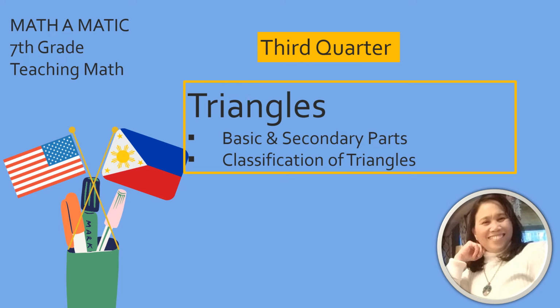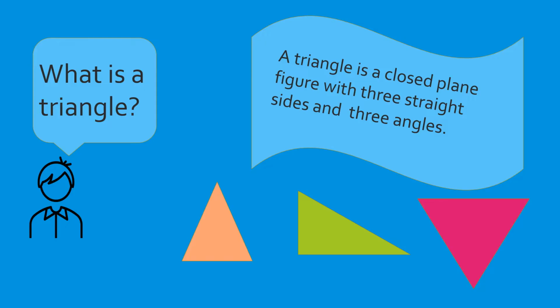In this video, you're going to learn about triangles, the basic and secondary parts, and the classification of triangles. So what is a triangle? A triangle is a closed, plane figure with 3 straight sides and 3 angles. So I have here triangles. Observe the angles here and also the sides.